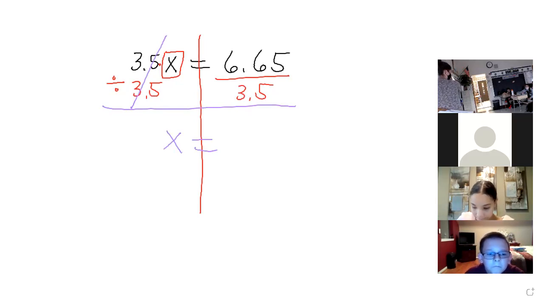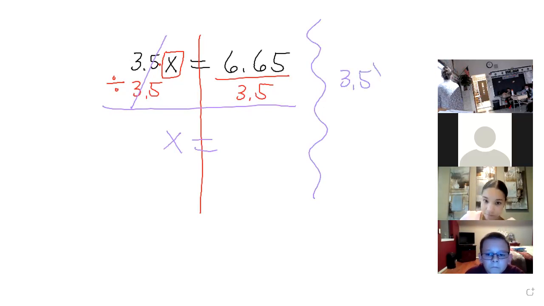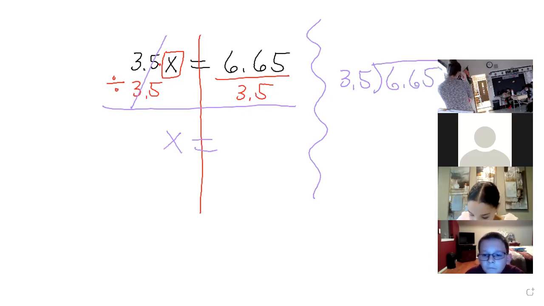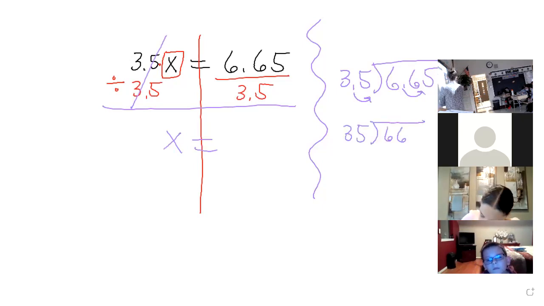I can't do that up in my head, so I have to make myself a work zone off to the side and set it up. Divisor in the front, dividend on the inside. Now pull out your memory bank: what do I do when I have a decimal in the divisor? I like to move it. So it becomes this problem, 66.5 divided by 35. It becomes that new problem.